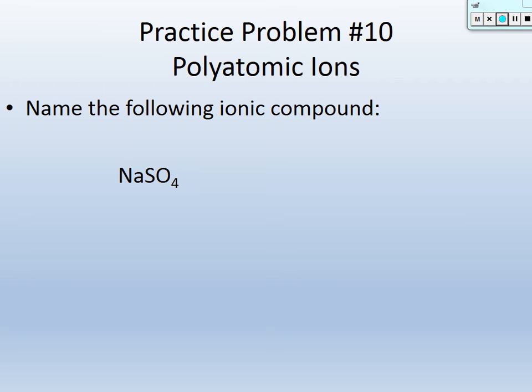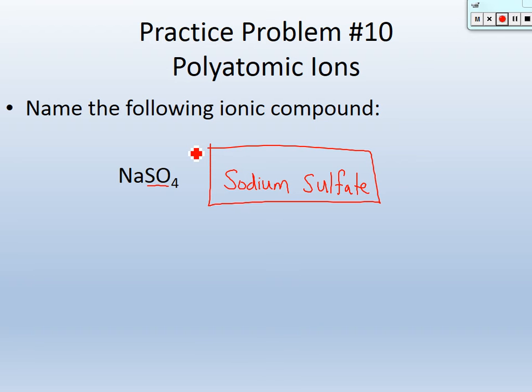Practice problem number 10. Let's just go through this one kind of quickly. What is Na? Sodium. And we know that this one has to be polyatomic because we've got a sulfur and we've got an oxygen. So polyatomic, let's go to our polyatomic ion table. What is SO4? SO4 is sulfate. Do we change its name at all? Nope, just write it down. So this one is called sodium sulfate.